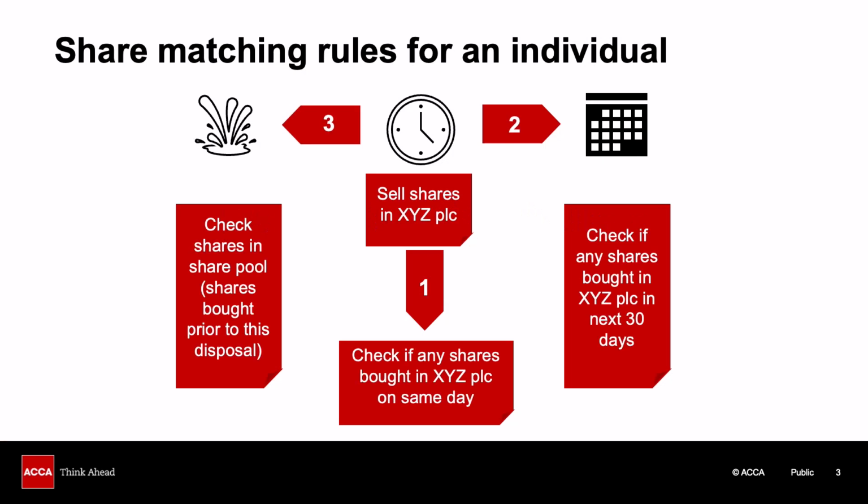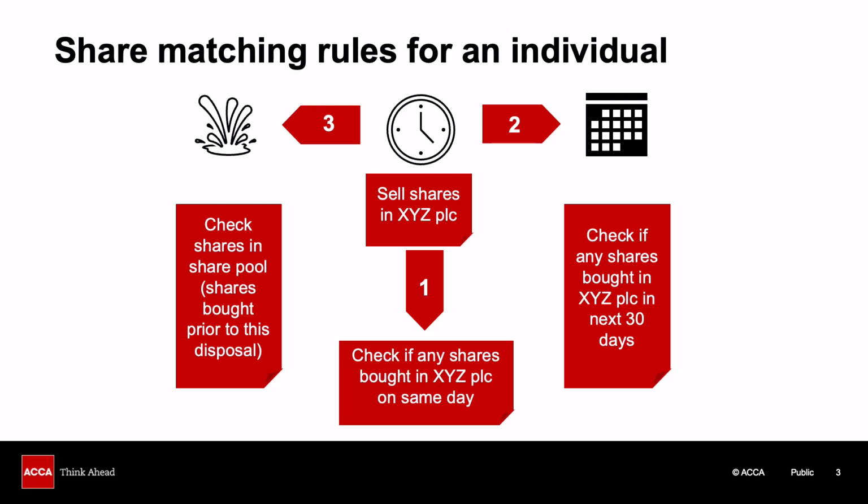Well, this is where the identification rules come in to help us. When shares are sold by an individual, we need to first check to see if any shares were bought in that same company on the same day as the disposal we're trying to work out the gain for. Now, that might feel a bit odd, but it can happen that people buy and sell shares in the same company on the same day as they respond to changes during that day on the market price. One thing to note here is that it doesn't matter when on that day the shares in the same company were bought. It could be before the sale of the shares or after.